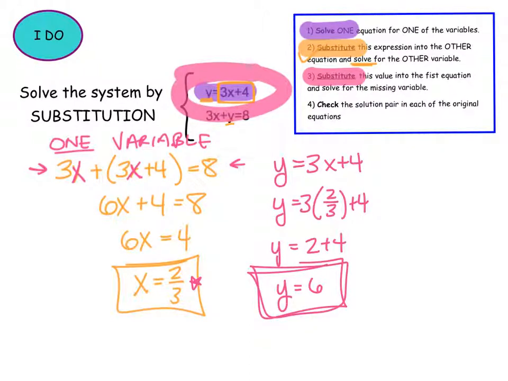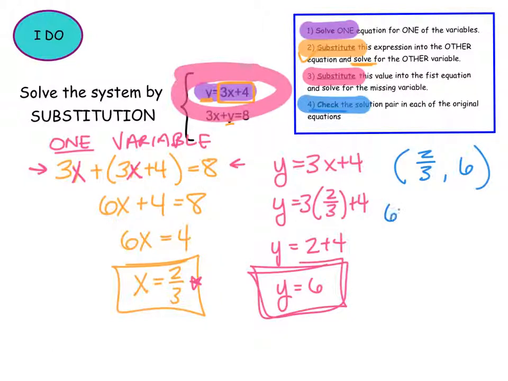Now, last but not least, we need to check the solution to make sure that it's correct. Because remember, solutions are ordered pairs. So I'm saying my solution is (2/3, 6). However, before I can be confident in that, I need to check my answers in both equations. I'm going to plug in 2/3 for my x's and 6 for my y's.